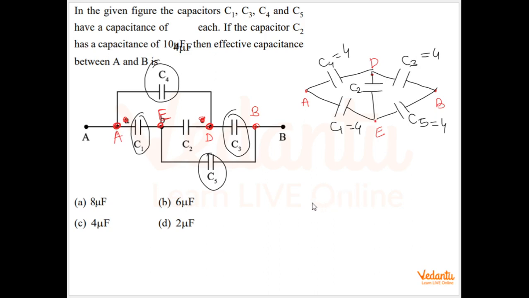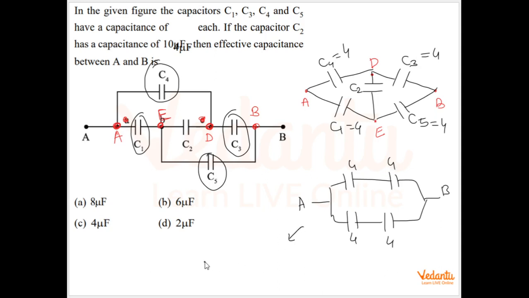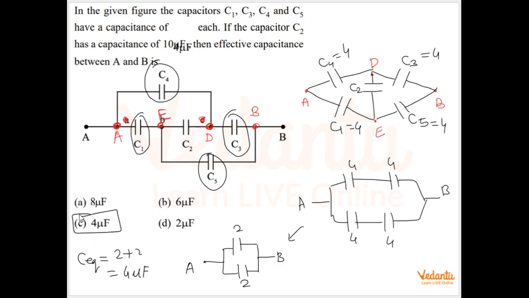What I can do is I can remove the bridge capacitor beta, which will make the circuit like this: one capacitor, another capacitor, one capacitor, another capacitor, and this 4, 4, 4, 4. Now beta, the 4 and 4 are in series, so we can simplify that. It will become 2 and 2, which gives me beta C equivalent as 2 plus 2, that is equal to 4 microfarads. So option C will be the correct answer.